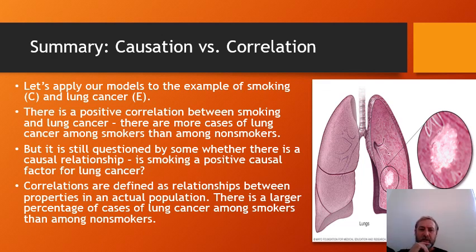So let's apply our models to the example of smoking and lung cancer. There is a positive correlation between smoking and lung cancer. We can assume this. All that means is there's more cases of lung cancer among smokers than there are among non-smokers. But the question is, is there a causal relationship? Is smoking a positive causal factor for lung cancer, or is it just a correlation and something else is the cause? Here we're going to define correlation as relationships between the properties in an actual population. We know that there is a larger percentage of cases of lung cancer among smokers than among non-smokers.